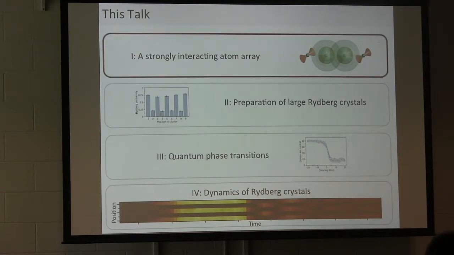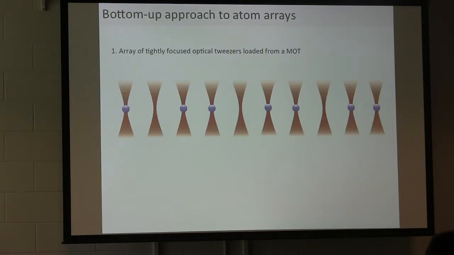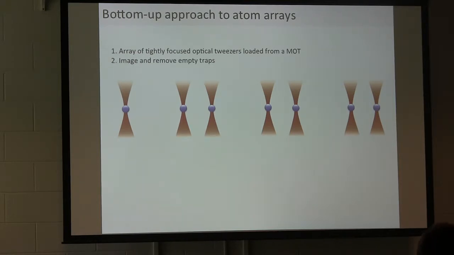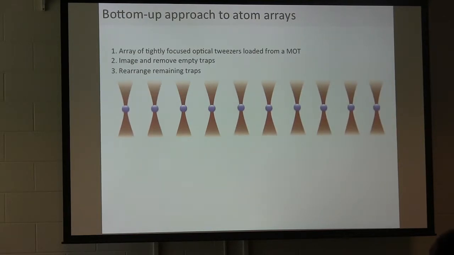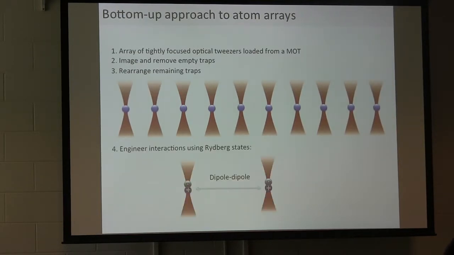So let's start with the atom array. So the philosophy here is to use a bottom-up approach, as proposed in this picture, as opposed to the top-down approach that would be, for example, optical lattices. So for this bottom-up approach, we start with a high number of tightly focused optical tweezers, say typically 100 in our case, which are in this collisional blockade regime where they can be loaded by at most one atom. And then the idea is to get an image of the atomic distribution across this array of traps, and to use this information to turn off the empty traps and rearrange the others into the desired pattern before switching on Rydberg interactions.